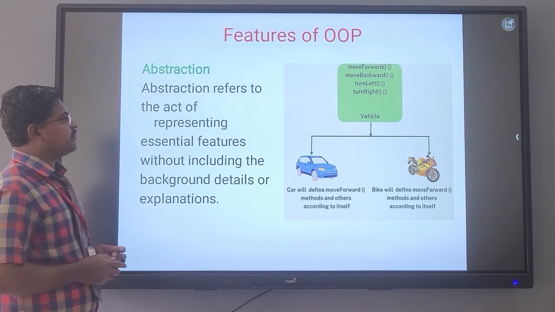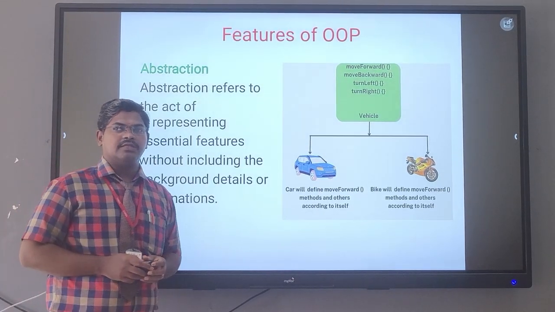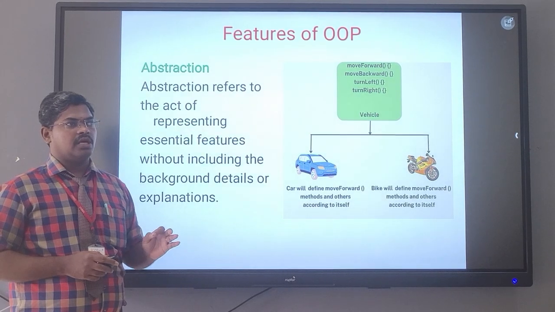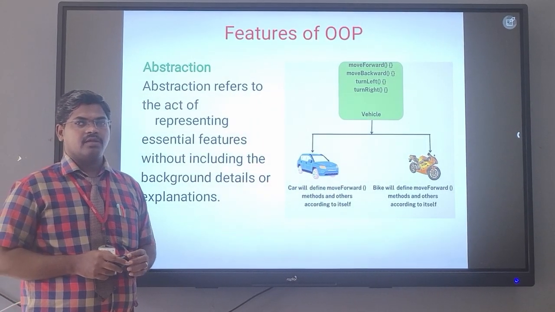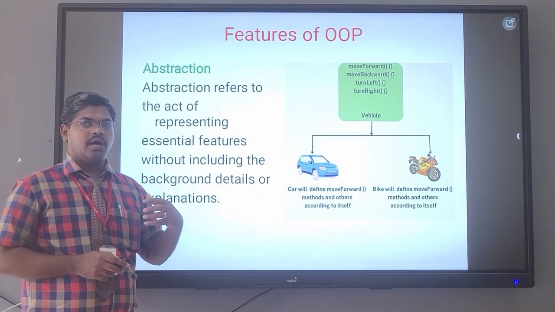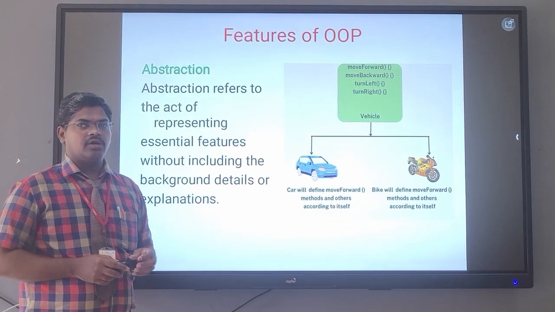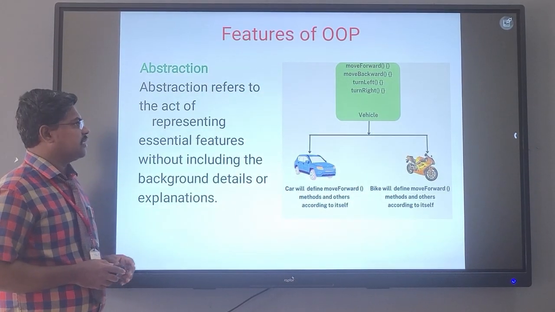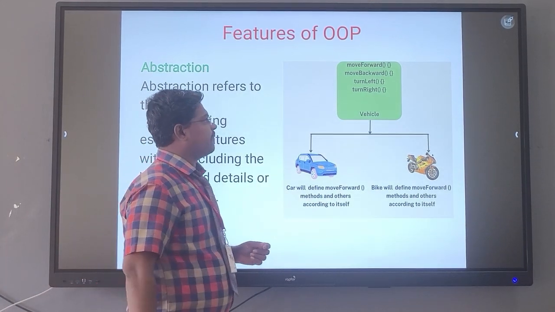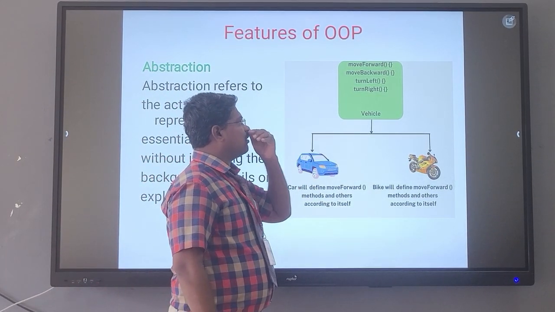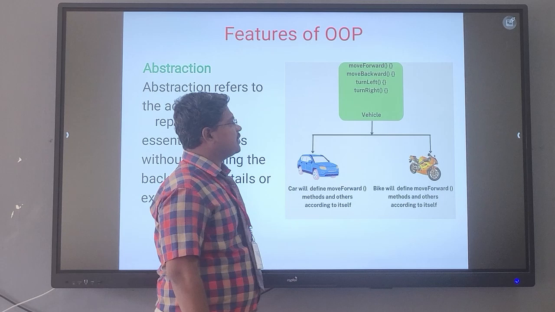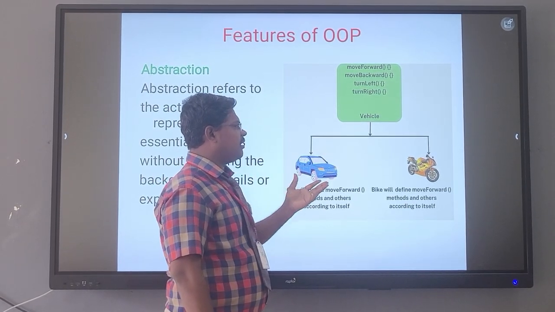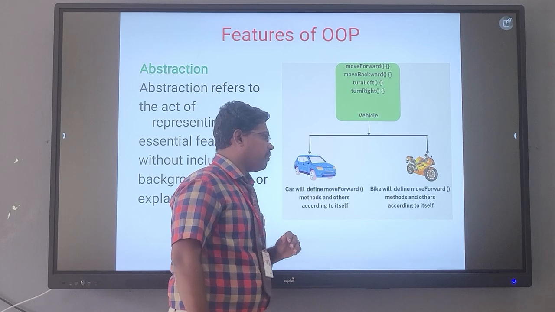So the next one is abstraction. Abstraction is nothing but giving some essential details. We need not analyze deeply the particular functions or particular programs. See the example in the picture: move forward, move backward, turn left, turn right. These are common functions of a vehicle. The vehicle may be a 4-wheeler or 2-wheeler, whatever it may be.